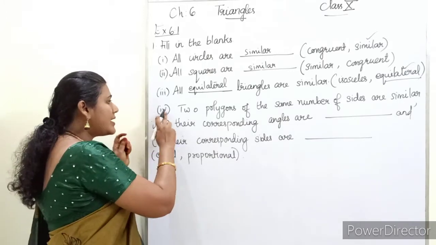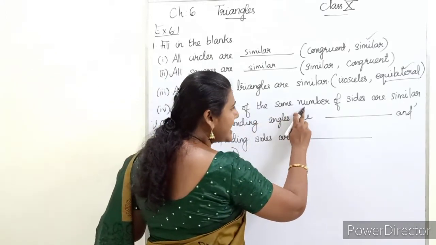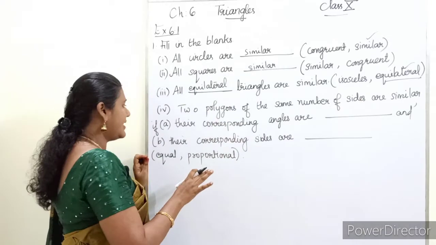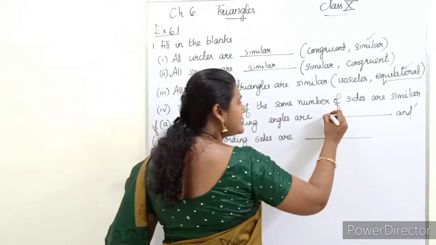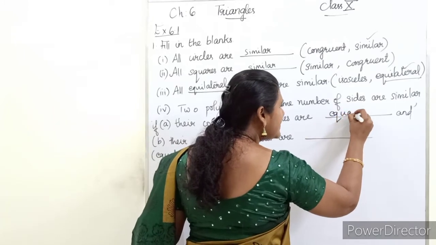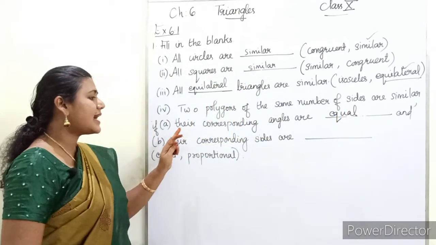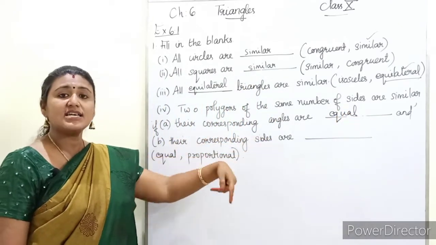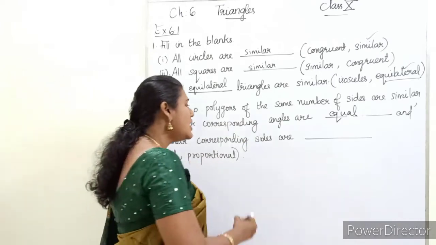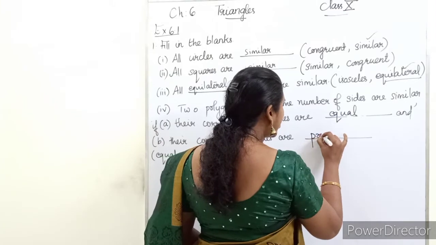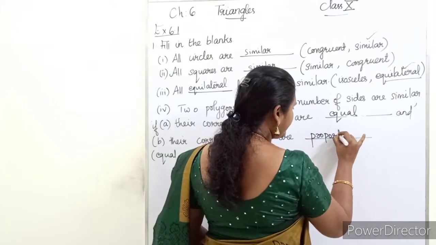Now the fourth one, two polygons of the same number of sides are similar if their corresponding angles are, we have already seen this rule, corresponding angles are equal and their corresponding sides are in the same ratio. Another word for same ratio is proportional. So the corresponding sides are proportional.